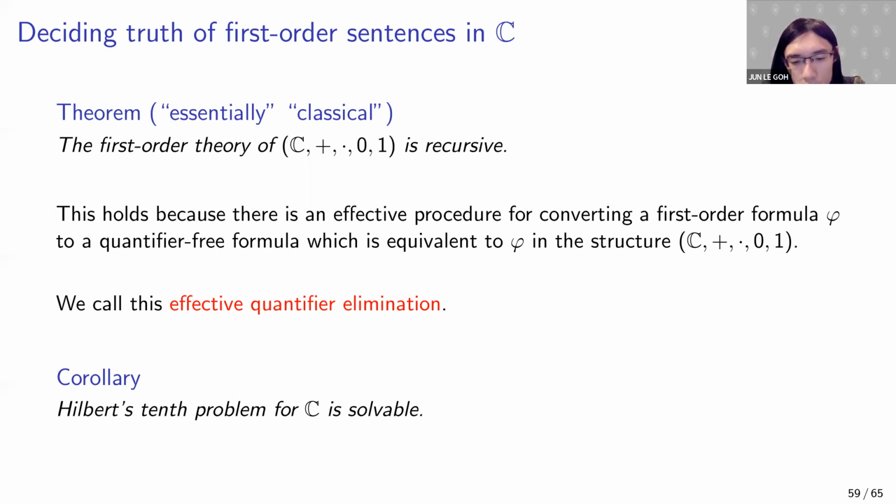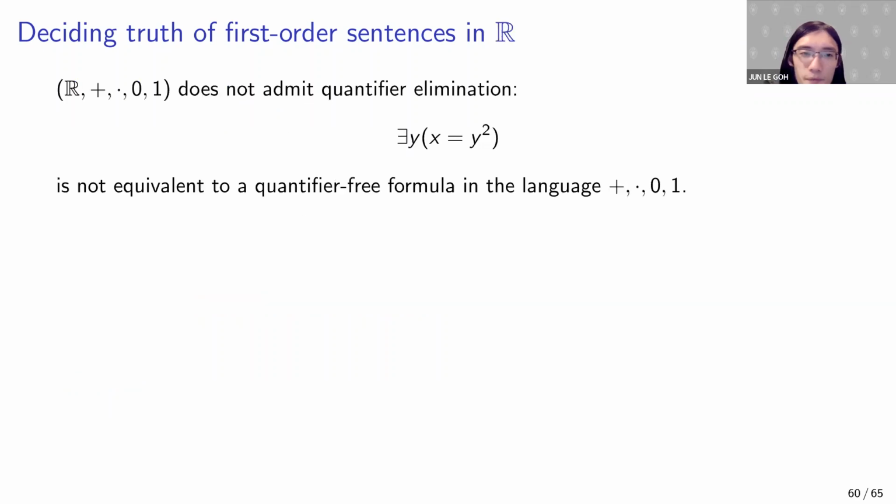Okay, so far we've looked at the integers and the complex numbers. What else is there? Well, let's look at the real numbers. For the real numbers, there's a little bit of a twist. The structure of the real numbers, together with plus, times, and 0 and 1, does not admit quantifier elimination. So it is not the case that every formula is equivalent to a quantifier-free formula.